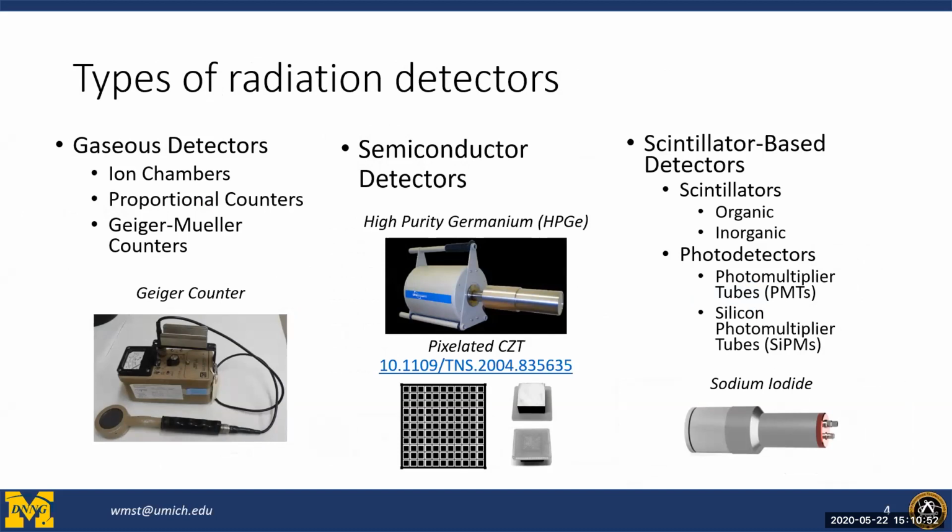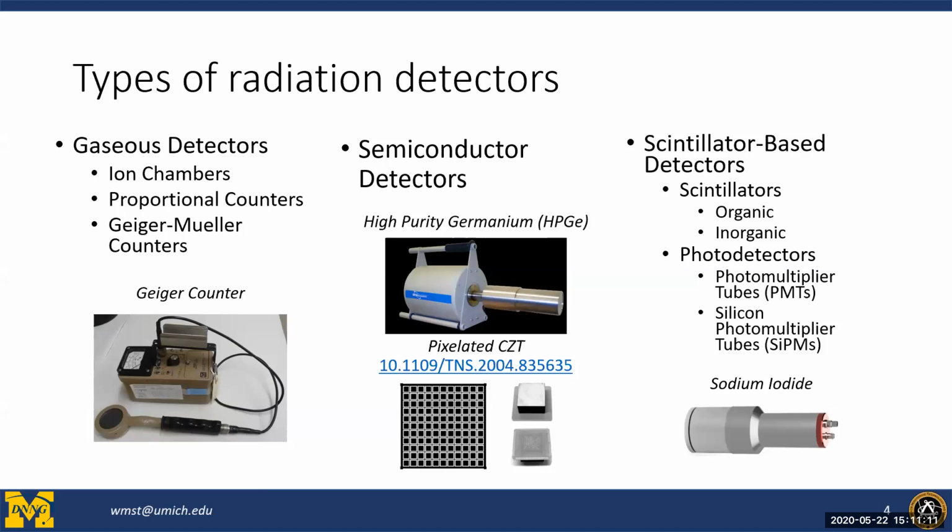We'll briefly touch on Geiger counters in a minute, but these are very common detectors. They're relatively old detectors, but they still serve a good purpose, where we have any type of ionizing radiation coming in, interacting with the detector, and then getting a response out.